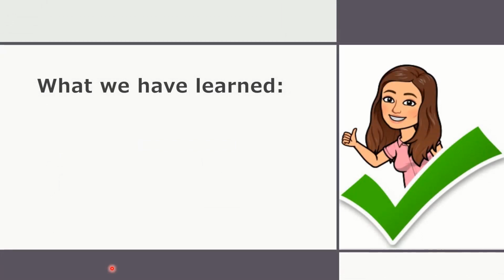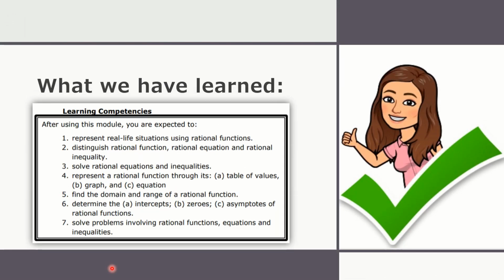What we have learned so far, let's try to check. Represent real life situations using rational functions. Check. Distinguish rational function, rational equation, and rational inequality. Check. Solve rational equations and inequalities. Another check. Represent a rational function through its table of values, graph, and equation. Yes, we have done that. Find the domain and range of the rational function. Check. Determine the intercepts, zeros, and asymptotes of rational functions. And lastly, solve problems involving rational functions, equations, and inequality.